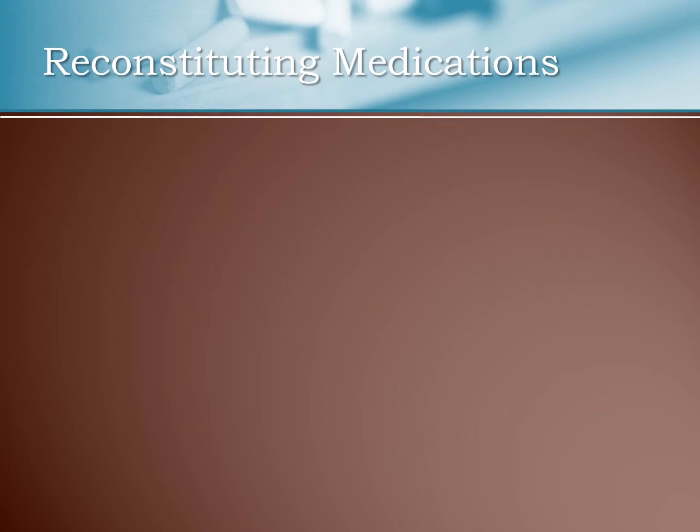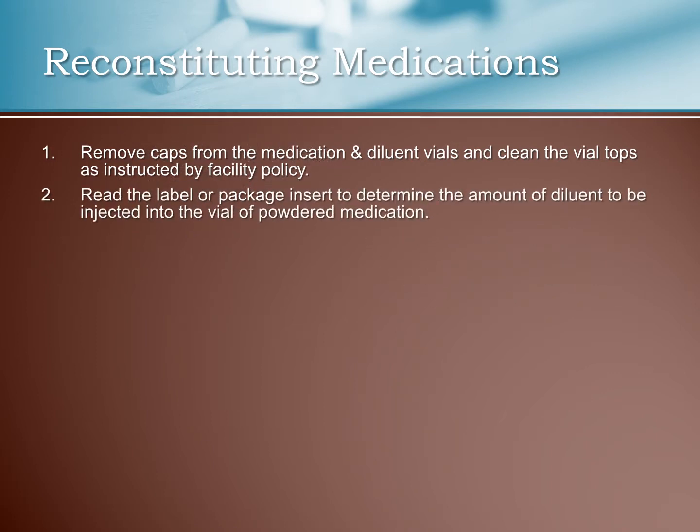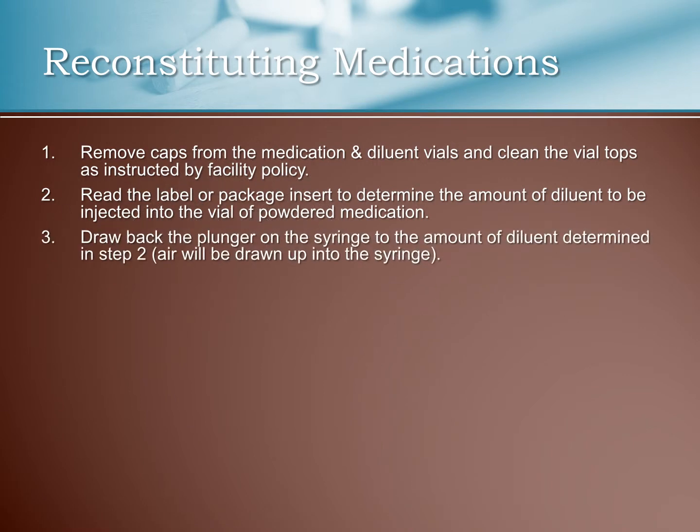Okay, we're going to discuss reconstituting medications. You want to remove caps from the medication and the diluent vials and clean the vial tops as instructed by facility policies. Make sure you read the label or package insert to determine the amount of diluent to be injected into the vial of powdered medication. Then you will draw back the plunger on the syringe to the amount of diluent determined in step 2, and then air will be drawn up into the syringe.